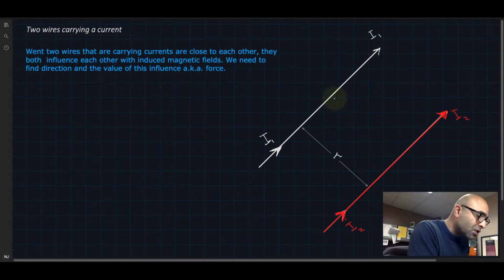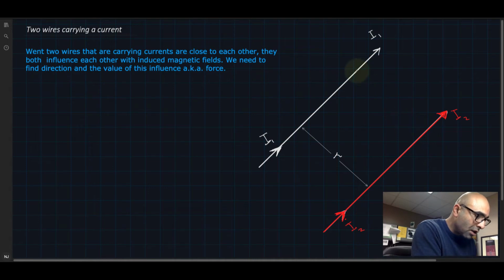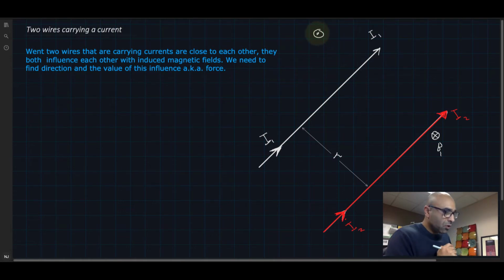We know a current is a traveling charge, and when a current is present in a long straight wire, it creates a magnetic field around it. Let's see how that magnetic field looks using the second right-hand rule. We have the current I1, and if we grab it like this, under the current there is a magnetic field created, which I'll call B1. So B1 under I1 is into the page, and above I1 it is out of the page. It forms a circle.